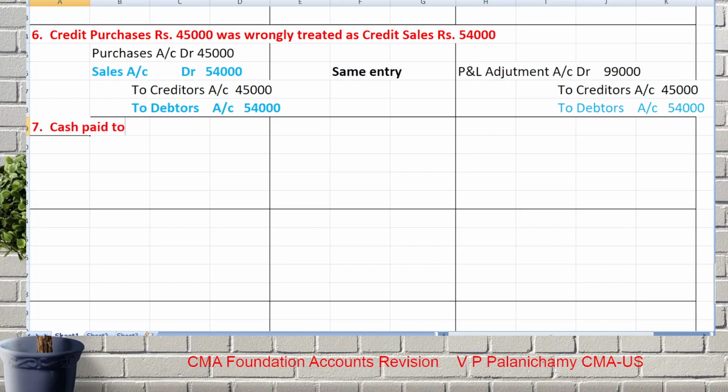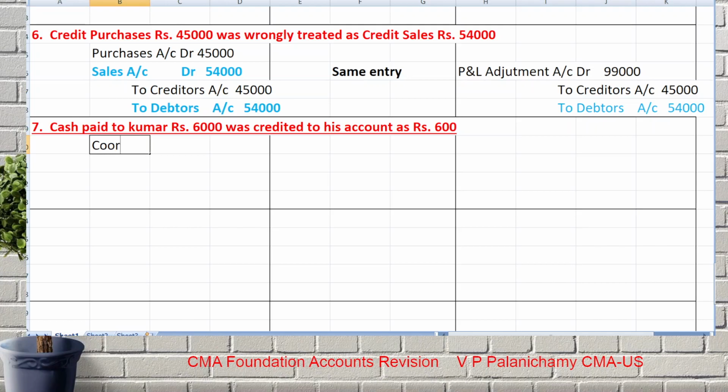Cash paid to Kumar rupees 6,000 was credited to his account as rupees 600. What should we do for cash paid? What is the correct treatment? Debit the receiver. Debit Kumar. How much should be debited to Kumar? 6,000. What is the wrong treatment given? Credited Kumar. How much have we credited? We have credited 600. Now how do we rectify it?